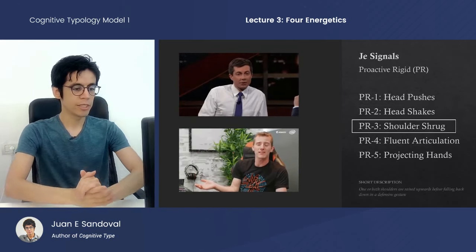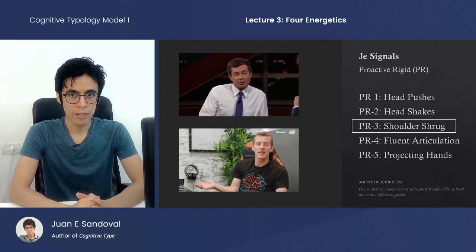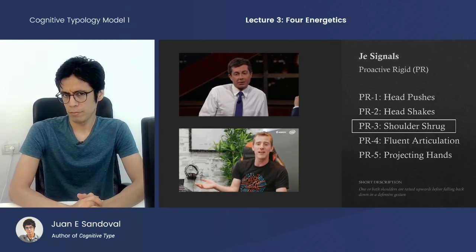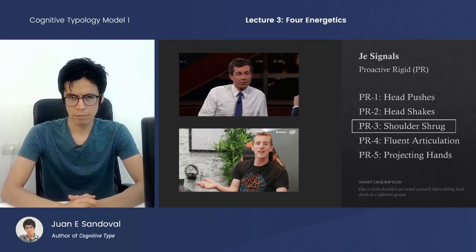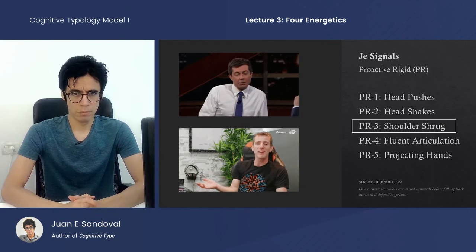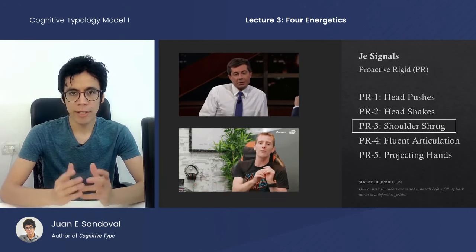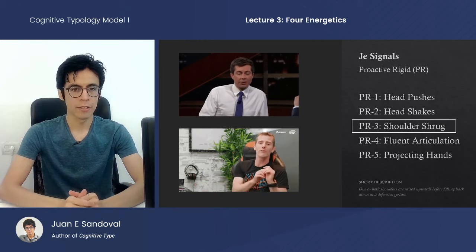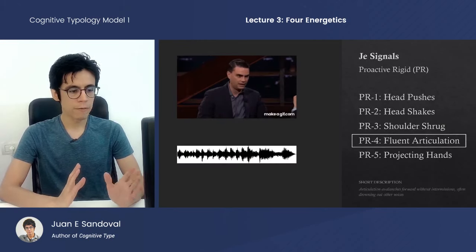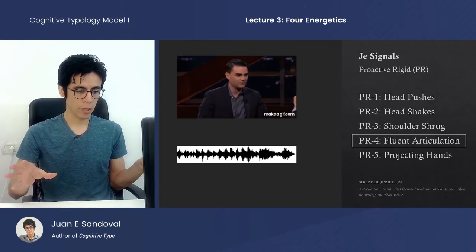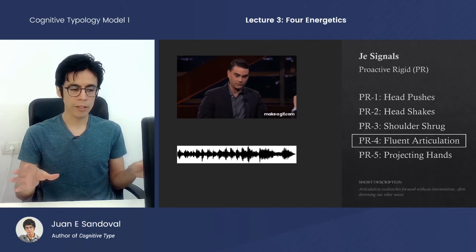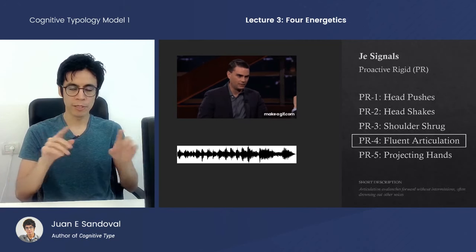So the next signal we see here is shoulder shrugs, and oftentimes this is in conjunction with the head push or head shake. So somebody might do this. It's another way of gesticulating with the body in a rigid sense. Next we have fluent articulation. This one has to be measured through voice. Some signals in the code, the majority of them actually, are vector movements of the body.